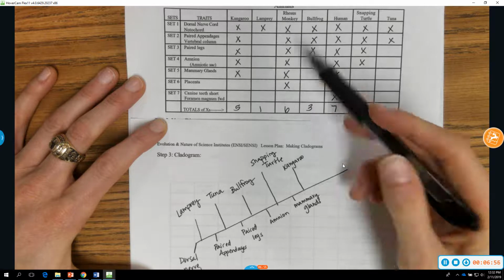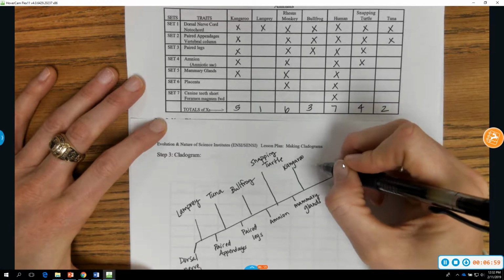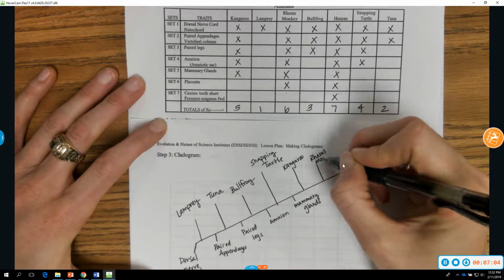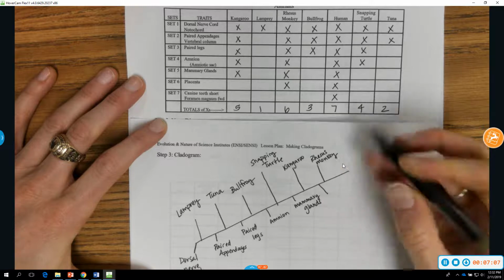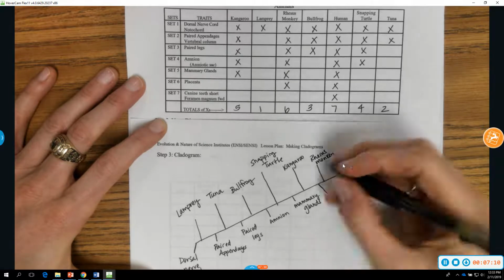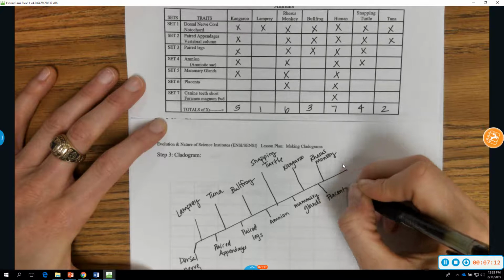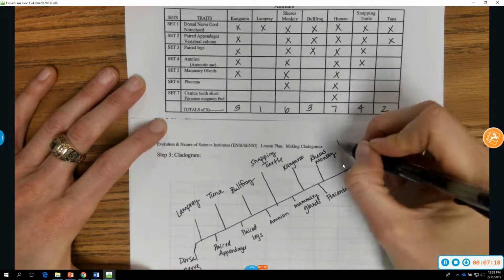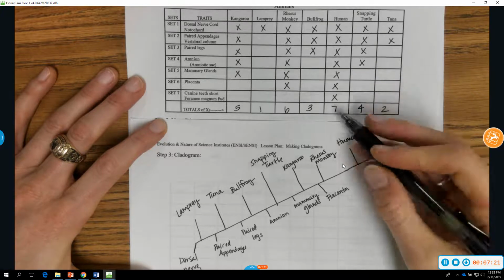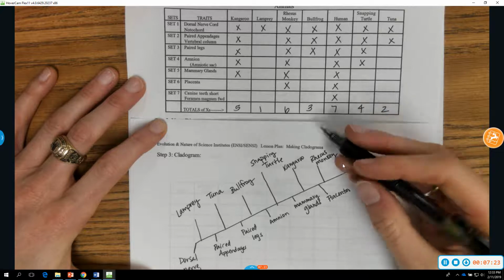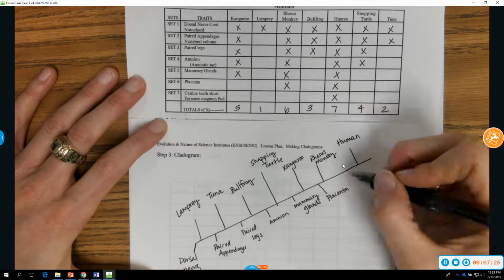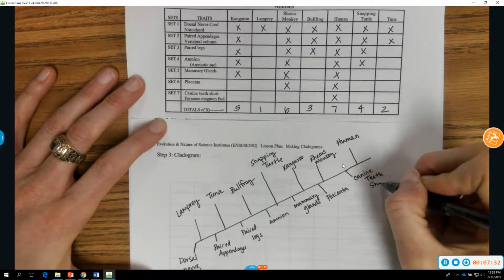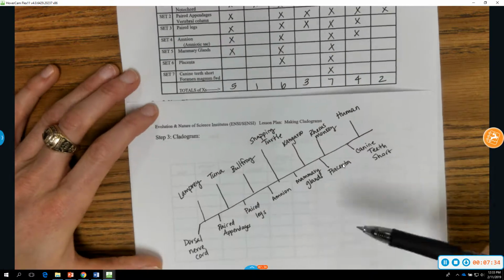The next one is going to be the monkey. The unique trait that it has is going to be the placenta. And then lastly I have the human. And the trait that goes with it is the canine teeth short, the forearm magnum forward. We're just going to list the canine teeth short. So that's how we are going to create our cladogram.